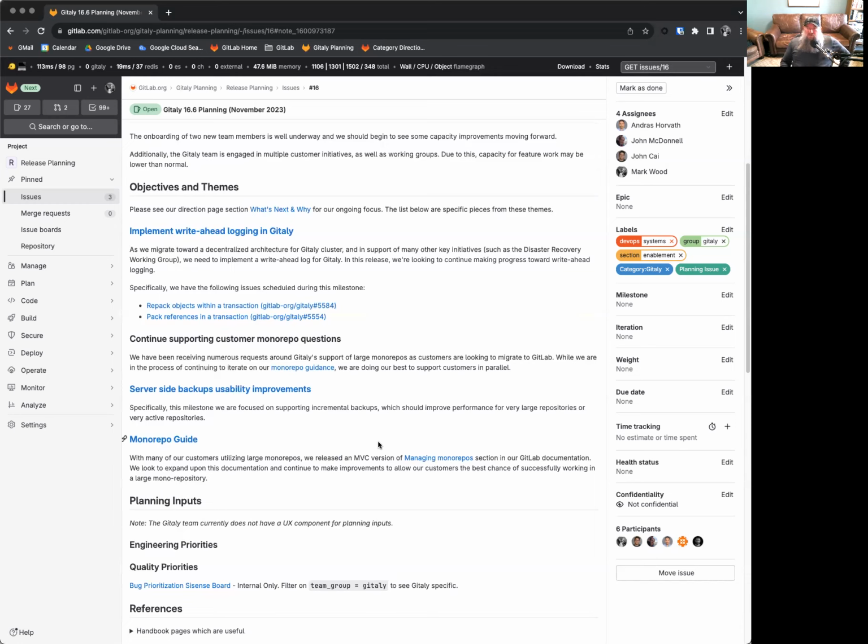Server-side backups is also moving forward with usability improvements. Specifically, we're focusing on supporting incremental backups. This should really help improve performance for large repositories and very active repositories. These are, again, server-side incremental backups, which is an improvement over our existing incremental backup approach that is not on the server side and does not store data off into object storage.